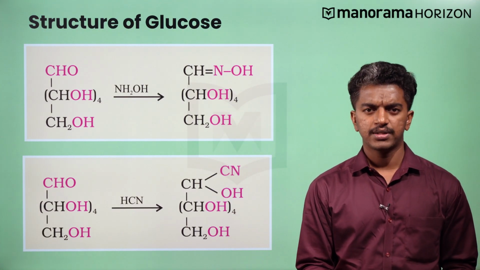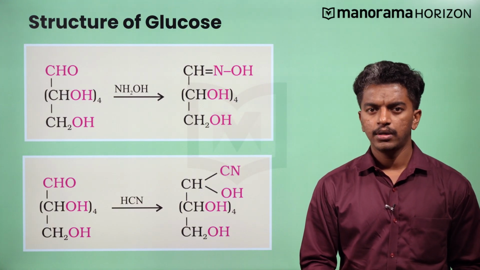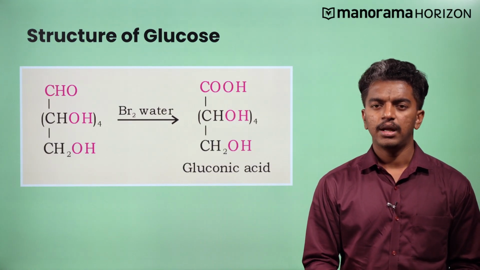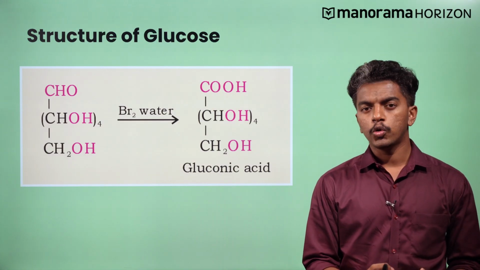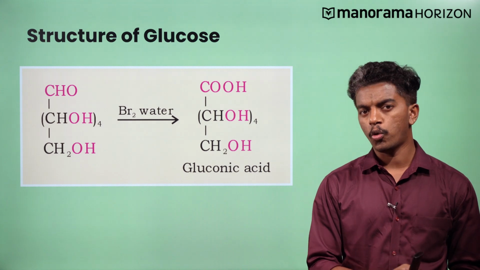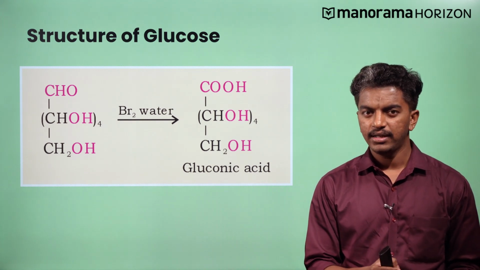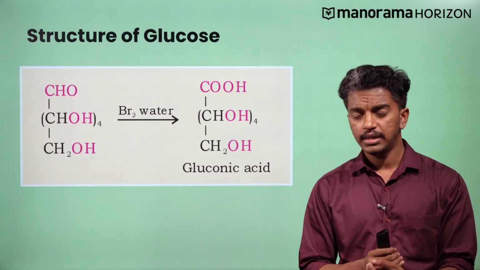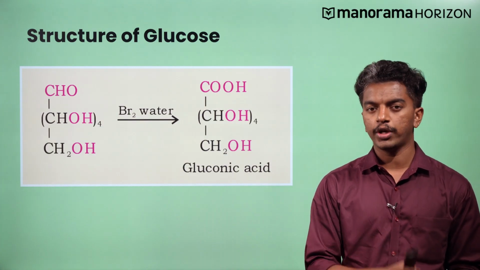Our next question is whether carbonyl carbon is aldehydic or ketonic. To identify this, let us find out how glucose reacts with bromine water. Glucose in the presence of bromine water is oxidized to gluconic acid. Bromine water is a mild oxidizing agent, and if it could oxidize glucose, then it indicates the presence of an aldehydic group rather than a ketonic group.